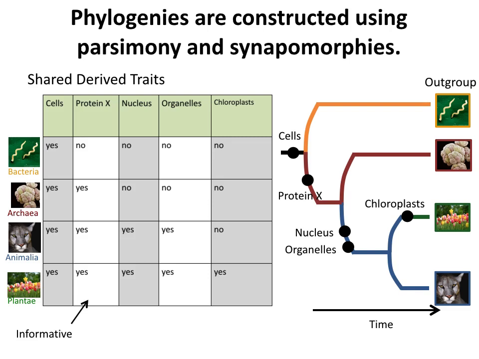Right? It's true that everybody has cells, but that doesn't tell us whether bacteria is more closely related to archaea or animals. All it tells us is they all have this characteristic. So just because these characters are uninformative, it doesn't mean they're useless. It just doesn't help us figure out how each organism is related to one another. So the three remaining columns, protein X, nucleus, and organelles, are what we have as our informative characters, and this is because they're shared between two or more taxa and they're different than the outgroup.